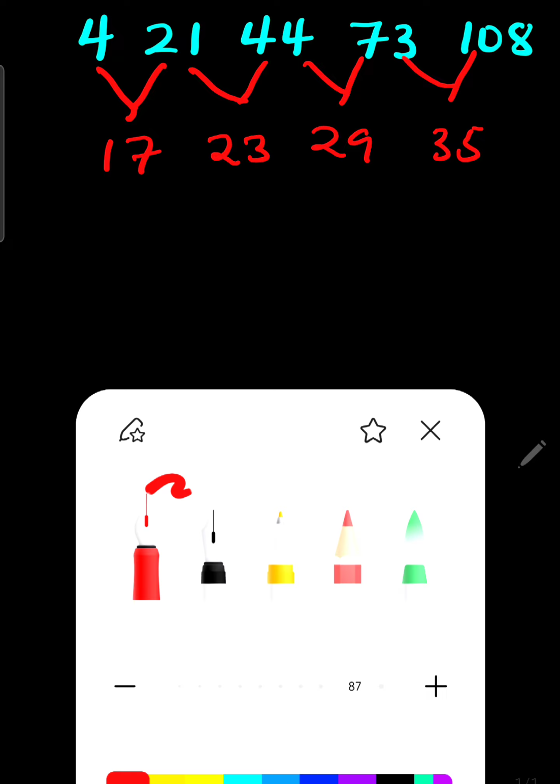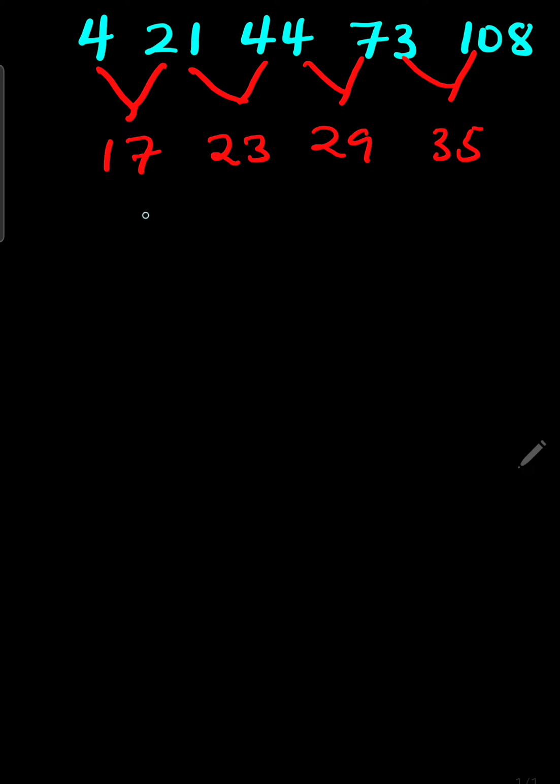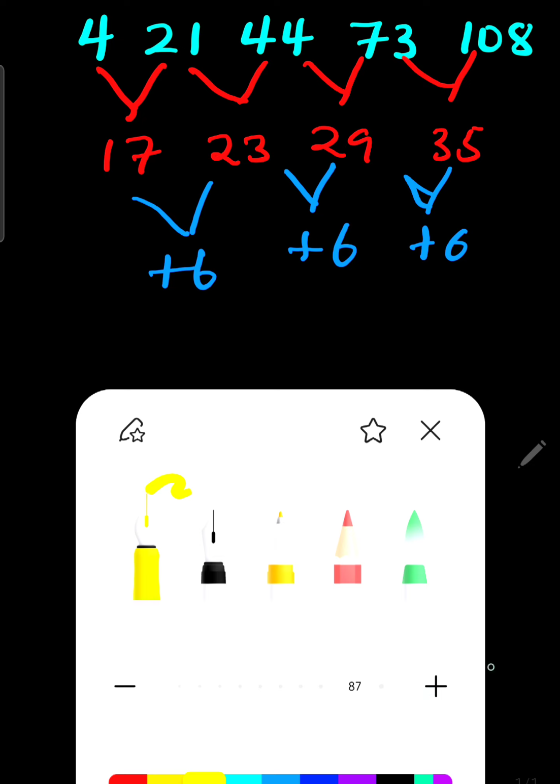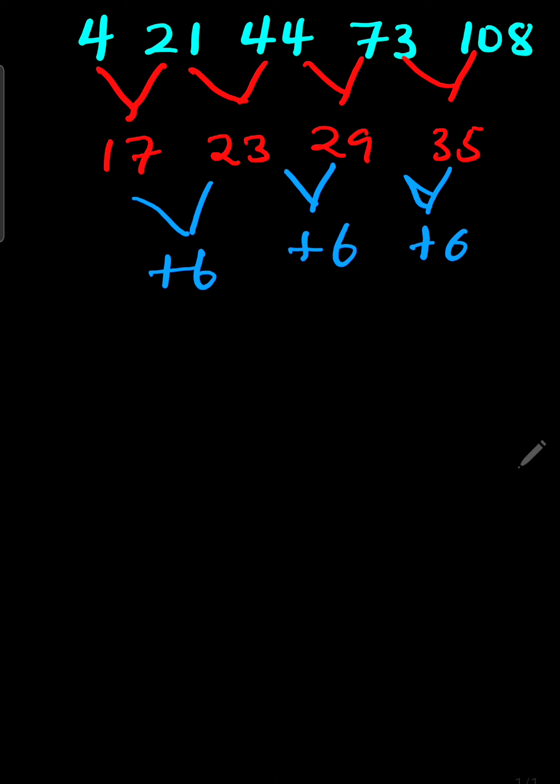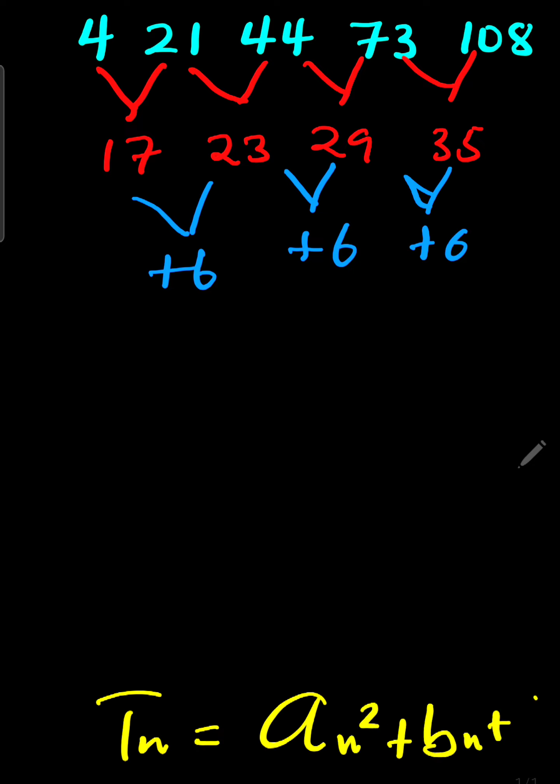We need to find what we call the second difference, where we subtract the first differences. So we have a plus 6 and a plus 6. That's our second difference. Now we're going to use a basic formula already created for us to solve for our nth term. Remember, the nth term, Tn, should be an squared plus bn plus c. So we are just looking for our a, our b, and our c. Got it? Okay, now let's jump into action.